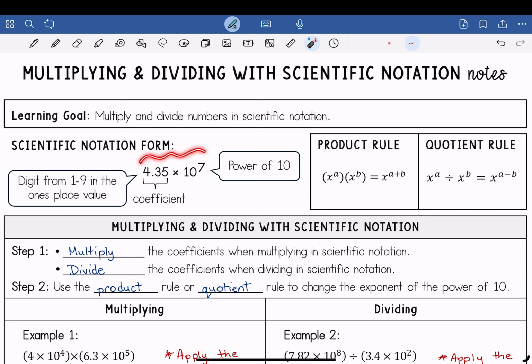Here we have a coefficient, 4.35, and a power of 10. During this lesson, you'll have to remember what the product rule is. When the base is the same, you add the exponents. And the quotient rule states that when you're dividing two numbers with the same base, you subtract the exponents.